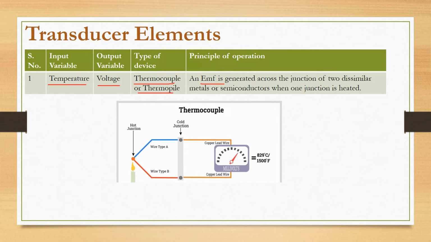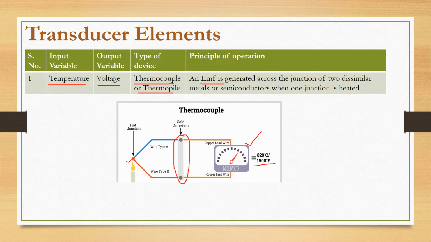So this diagram shows the block diagram of a thermocouple. So these are the cold junctions. They are kept at a fixed temperature while the other junction is heated, and because of this temperature difference an EMF is generated, which can be read by the millivolt meter, and that can be converted into the temperature reading.